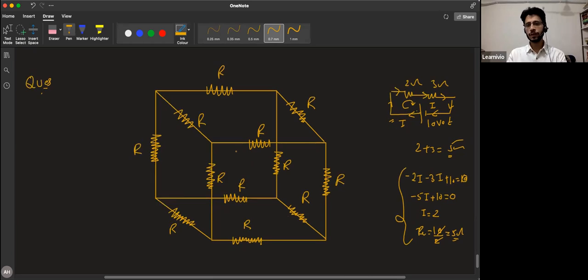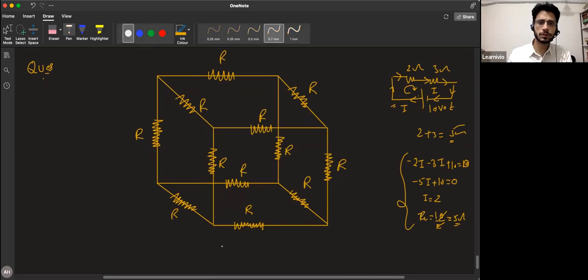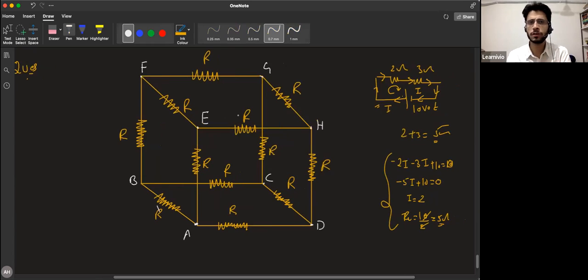So this is the circuit. Let's name this cube as something. This is A, B. How many resistors are there, Kinza? 16? 12, yes sir, 12. We have 12 resistors, not 16.